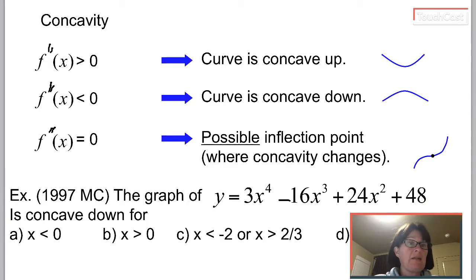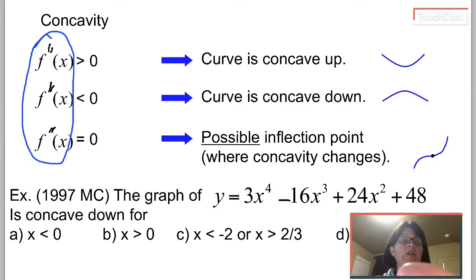So I'm going to be really clear that I just fixed these over here. I see my slide didn't show up very well. All of those should be f double prime, the second derivative.